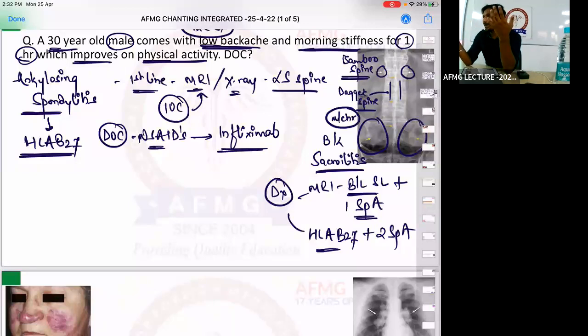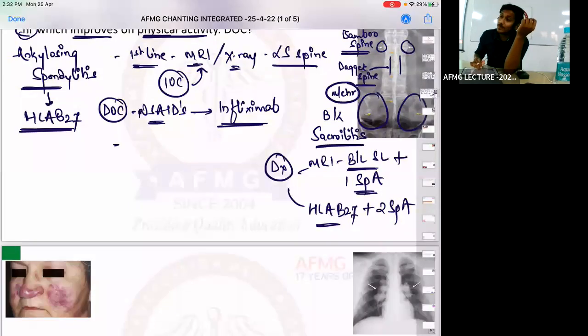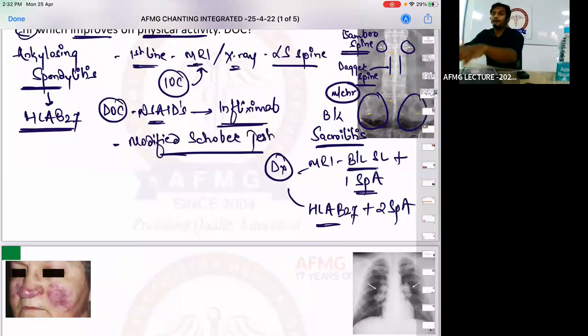Atrophy of muscles, usually the gluteus muscles, are atrophic. And one test you need to perform, important for ortho, is known as the modified Schauber test. We ask the patient to bend down, and if the bending is not proper or is decreased due to stiffness, then it is classified as a positive modified Schauber test. Which test is performed for clinical examination? Modified Schauber test. No issues with this.